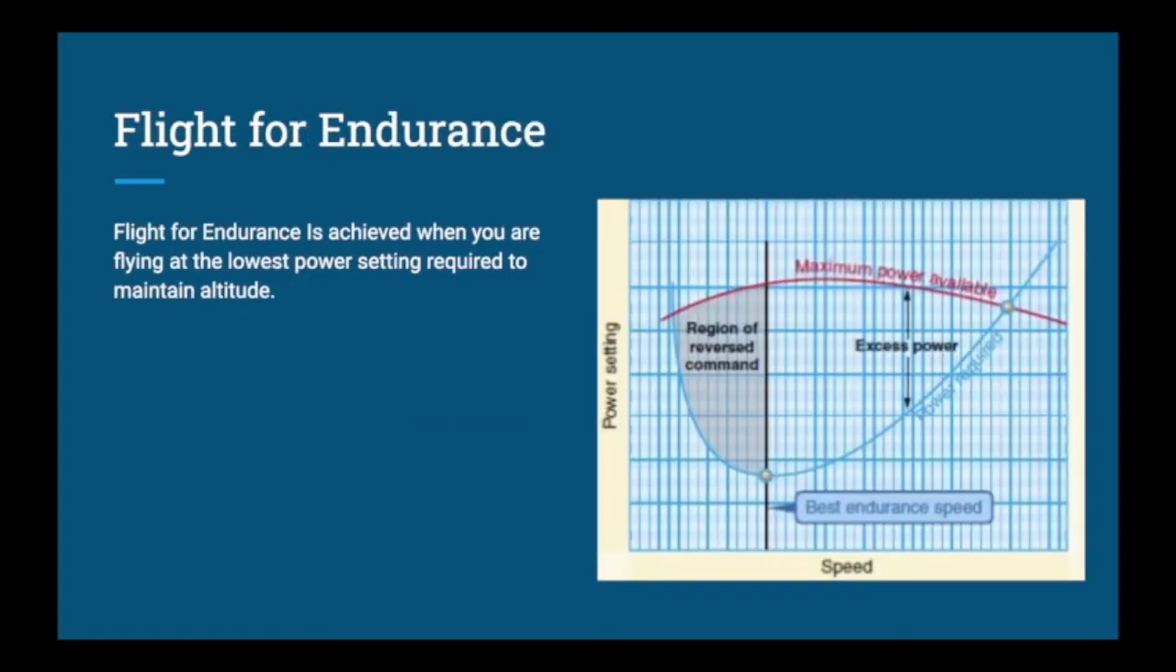All right, next we'll look at flight for endurance. We have a separate chart for that. Flight for endurance is achieved when we're flying at the lowest power setting able to maintain altitude. So we don't care about the airspeed. All we care about is the lowest power setting where we can still maintain altitude.